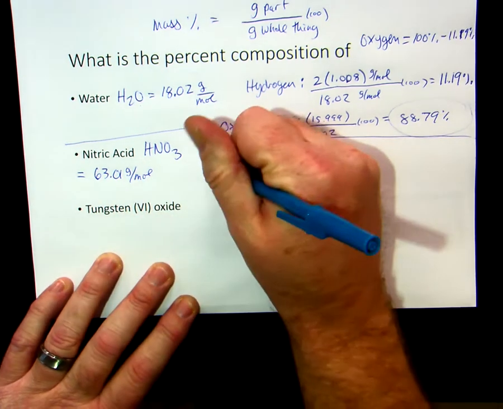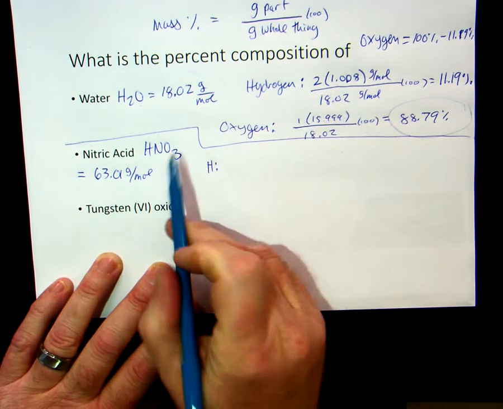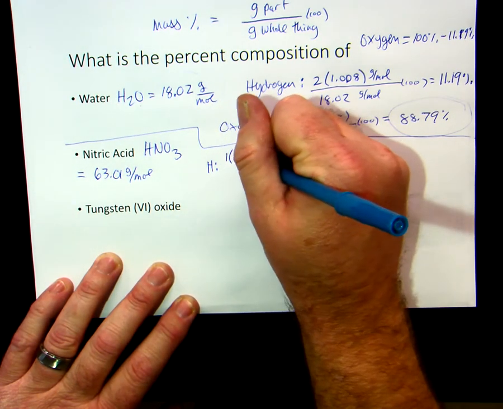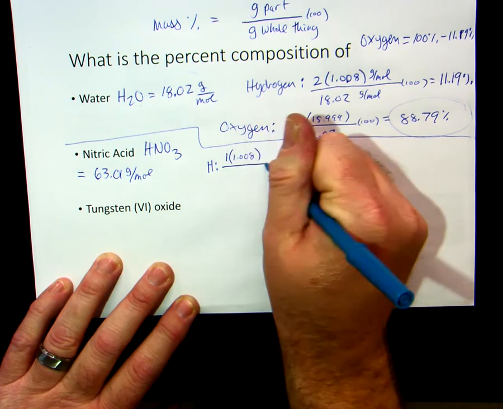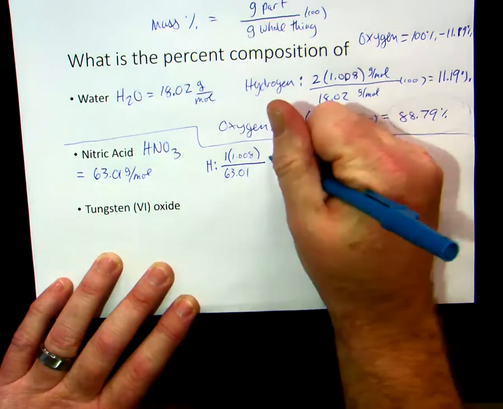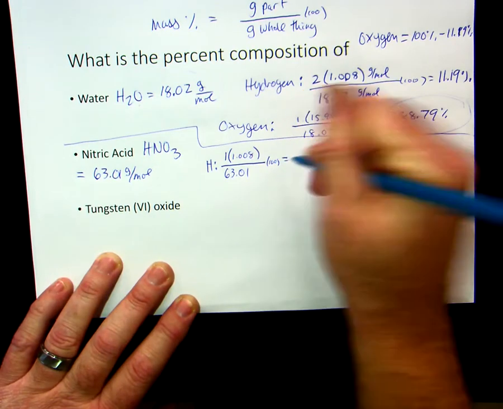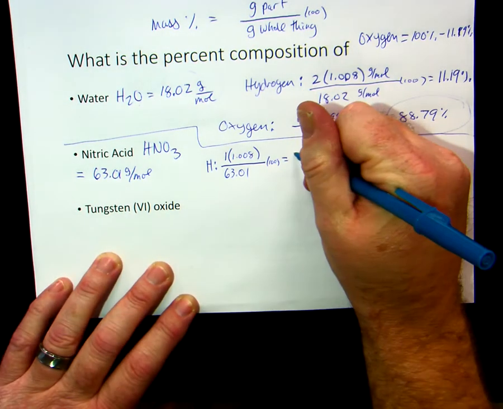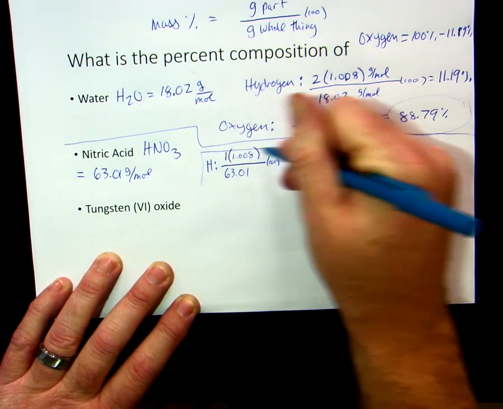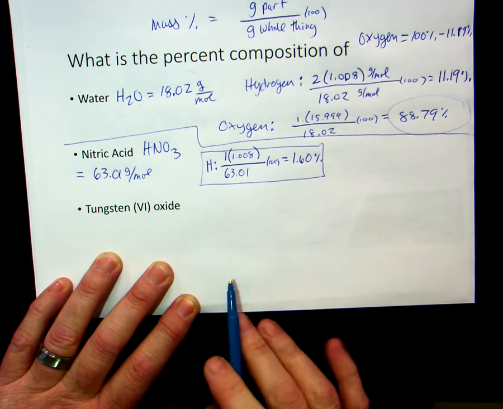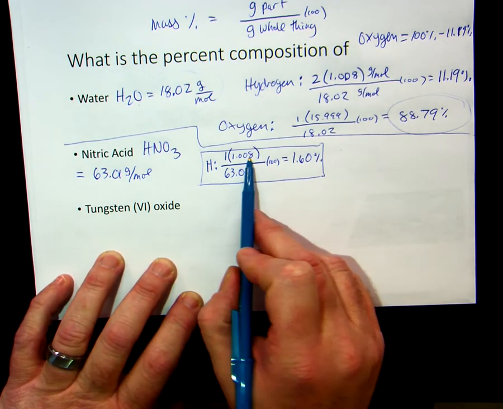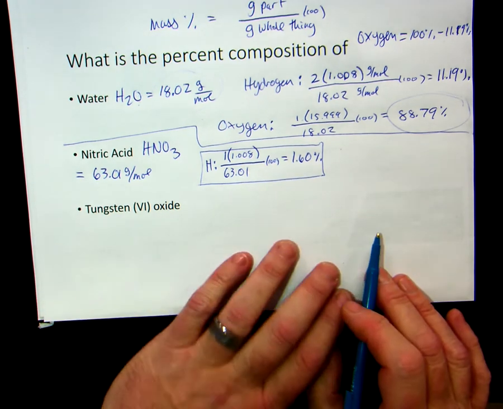So for hydrogen, we have a single hydrogen, so 1 times 1.008 grams per mole divided by the whole thing, 63.01 times 100. So if we do that, hydrogen will be 1.60%. And I know I brought it down to 3 sig figs, but I could have chosen 4 sig figs. Anyway, that's where my answer is right now.